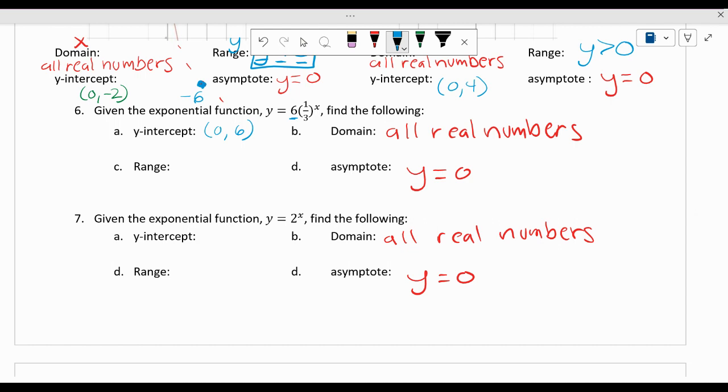Now, if I skip to 7 for a second, this one is missing the a. That x is on the 2. So technically, there's a number in the front. Even though we don't see it, there's an invisible 1. So that means the y-intercept, now that you see the a, is 0, comma, 1.